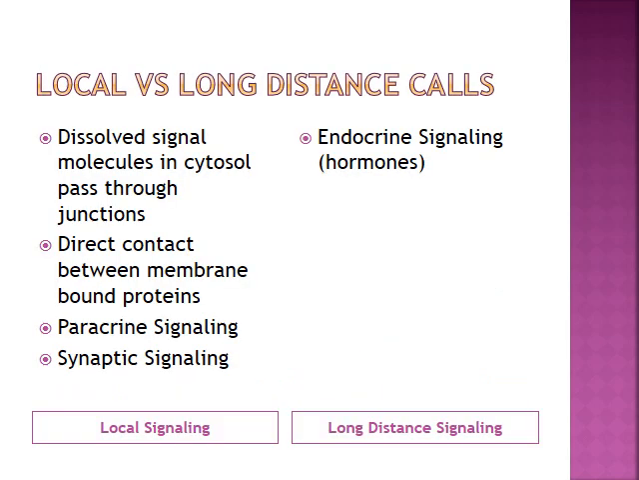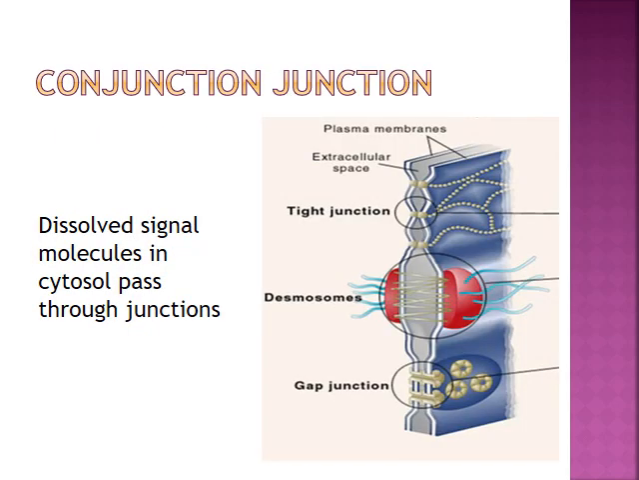There are 5 ways I want you guys to understand about signaling in cells. Now, signaling is important because without signals, your cells would not be able to have coordinated responses. It's like each is on their own. You could have dissolved molecules passing through junctions, direct contact between membrane-bound proteins, paracrine signaling, synaptic signaling, or endocrine signaling. We're going to go through each individually. So first, the local ones.